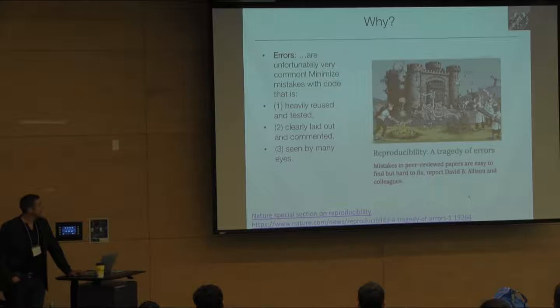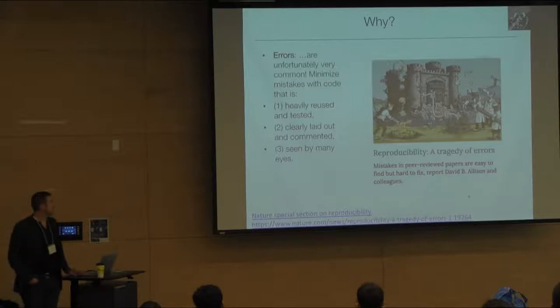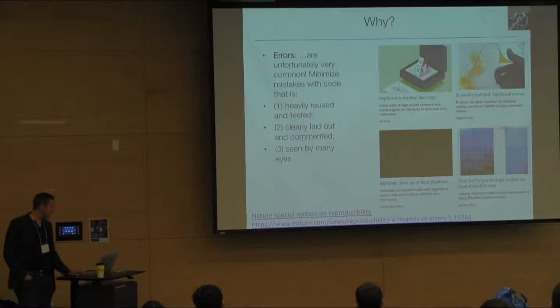This is one of the articles from this Nature special section on reproducibility, which many of you may have seen from last year. It just makes the point basically that mistakes in peer-reviewed papers are really common. There's lots of different issues in this whole series of articles that many people have written about. Things about false positives, things about lack of replication and statistical errors.